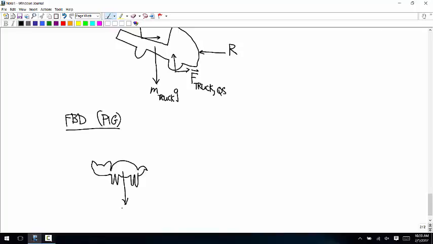So there's a weight, mass of the pig times G. At the feet, there's a force with an unknown direction, force on the pig by the truck. And then up here, there's a force on the pig by Kevin.